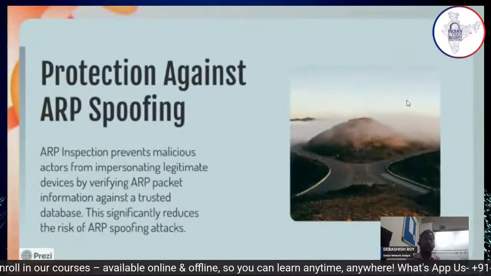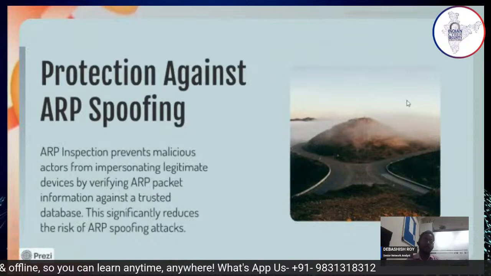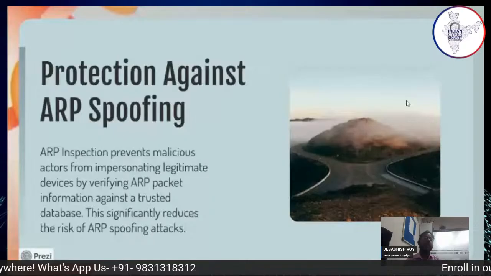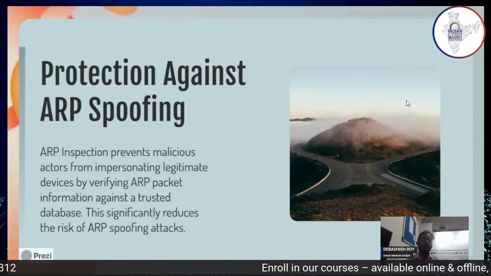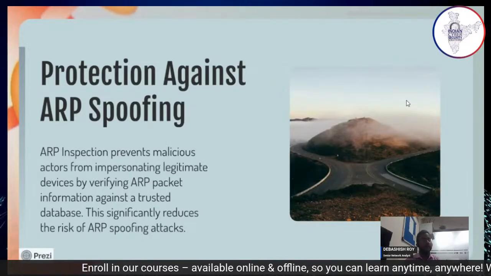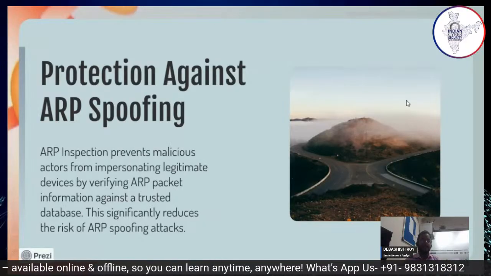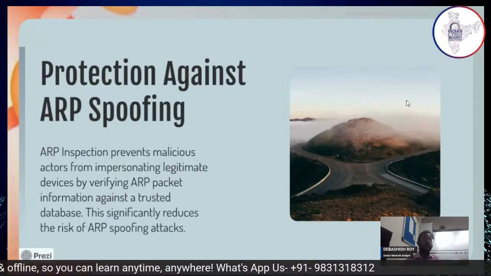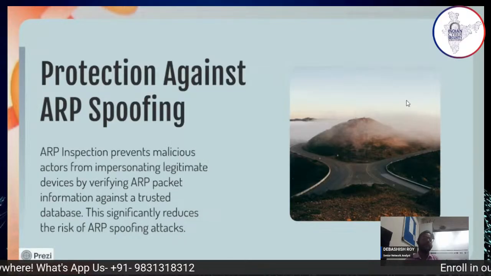Benefits: protection against ARP spoofing, that I was telling you about. I can spoof the MAC address. I can change the MAC address, and I can give the same MAC address to my PC. That is ARP spoofing we're talking about. ARP inspection prevents malicious actors from impersonating legitimate devices by verifying the ARP packet. Now, if two devices have the same MAC address and the ARP request is coming from both, it will check the ARP database and will not allow the other device. This significantly reduces the risk of ARP spoofing attacks through dynamic ARP inspection.